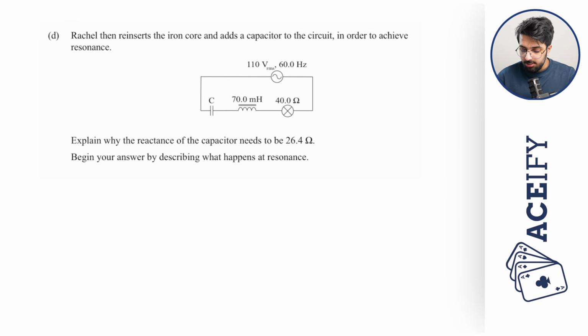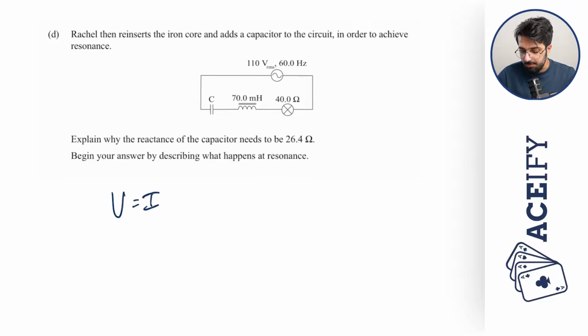Rachel then reinserts the iron core and adds a capacitor in the circuit in order to achieve resonance. Explain why the reactance of the capacitor needs to be 26.4 ohms. Begin your answer by describing what happens at resonance. Alright, so resonance is what happens when the current in the circuit is at a maximum, okay? And so therefore, in order for current in the circuit to be a maximum whilst the voltage is remaining constant, therefore our total impedance must be at a minimum, okay, because V is equal to IZ, alright?